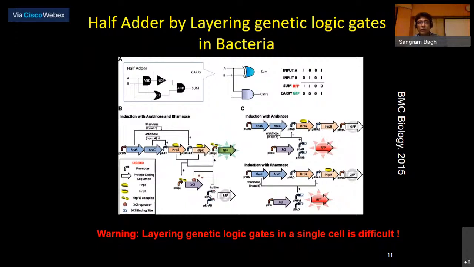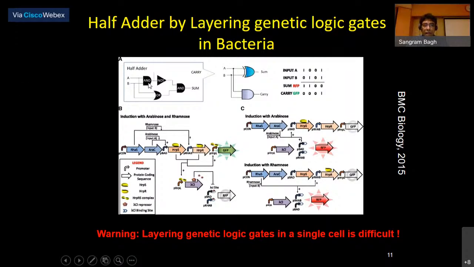So people developed the half adder logic device in bacteria. I think in the first class I talked about the full adder that happened in the mammalian cell, but here is the half adder. So what is the half adder? If you add two half adders, you'll get one full adder, and this adder is the part which adds numbers in the arithmetic logic unit of a computer. This paper was published like 5 or 6 years back, and here they developed this half adder, and you see there is a rule, right?